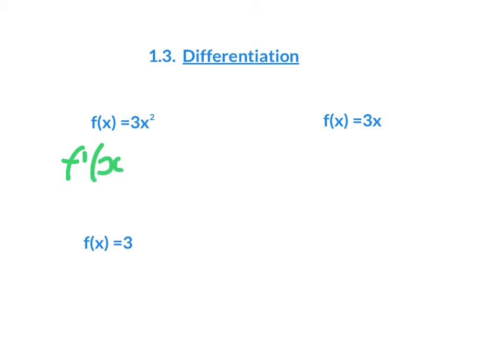To differentiate, we're going to multiply by the power, so 2 times 3 is 6, and reduce the power by 1. 2 less 1 is 1. Now, when we've got a power of 1, we don't generally have to draw it. So we would just differentiate that to 6x.